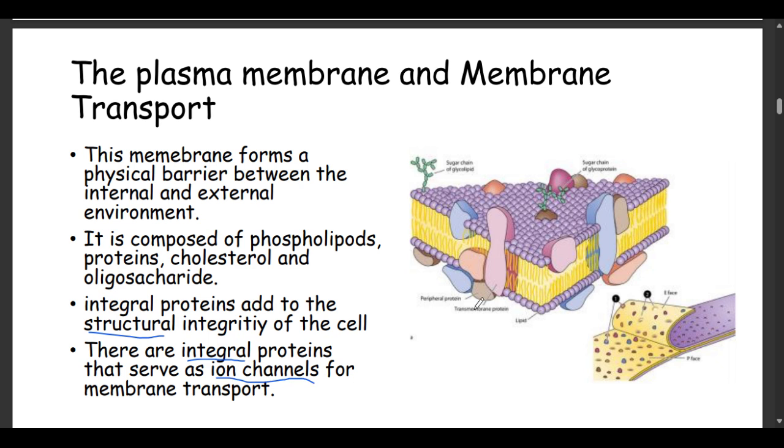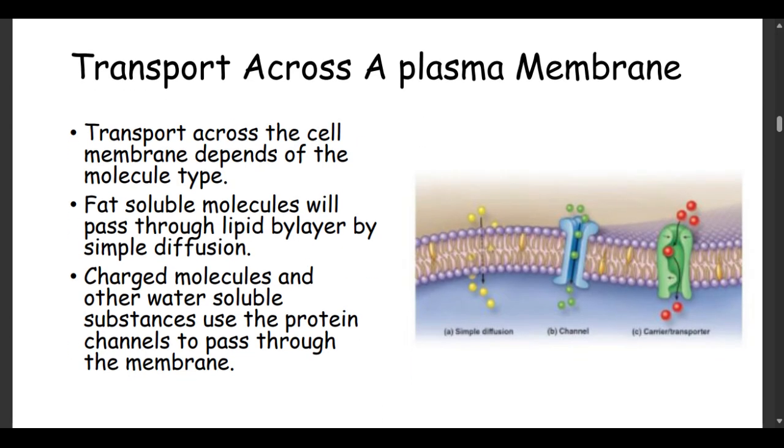Okay, so membrane transport, because this particular bilayer is made of lipids, you're going to find that molecules that are charged, for example, cannot easily diffuse through, or molecules that are polar cannot easily diffuse through. So they're going to need some sort of help to cross this membrane. So how does that occur? Through ion channels that are part of integral proteins. Okay, so let us look at how these occur.